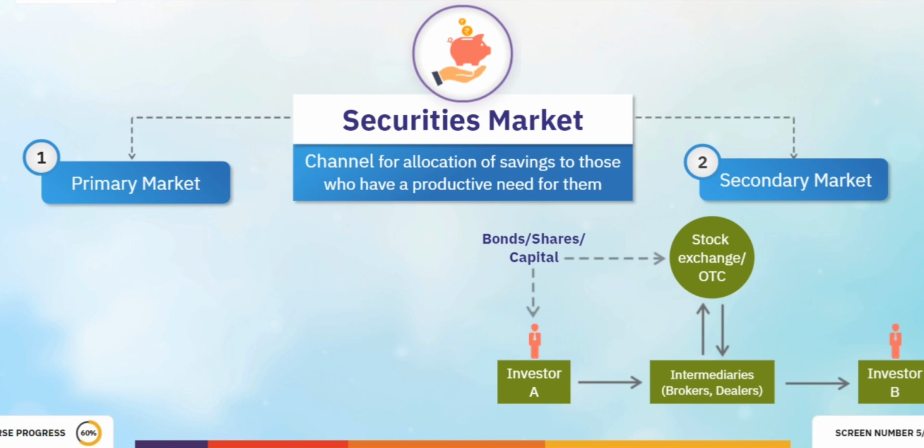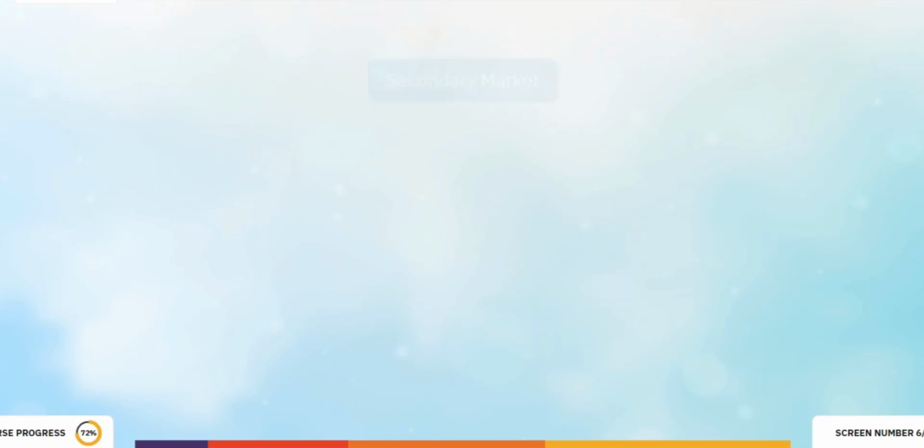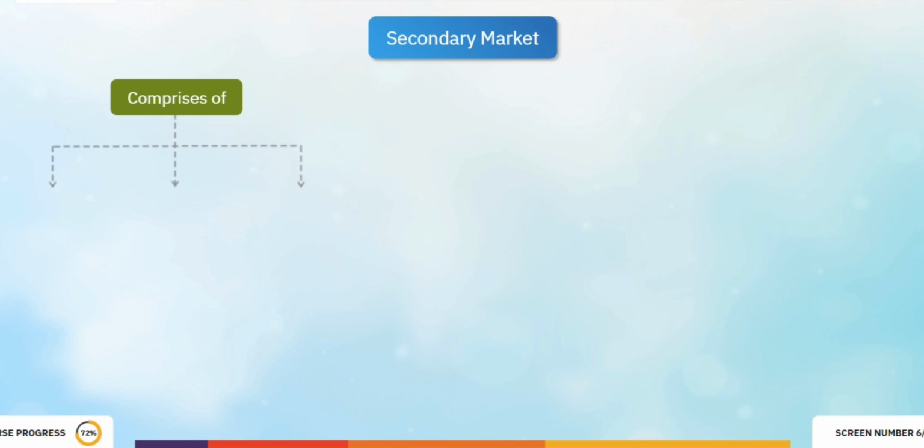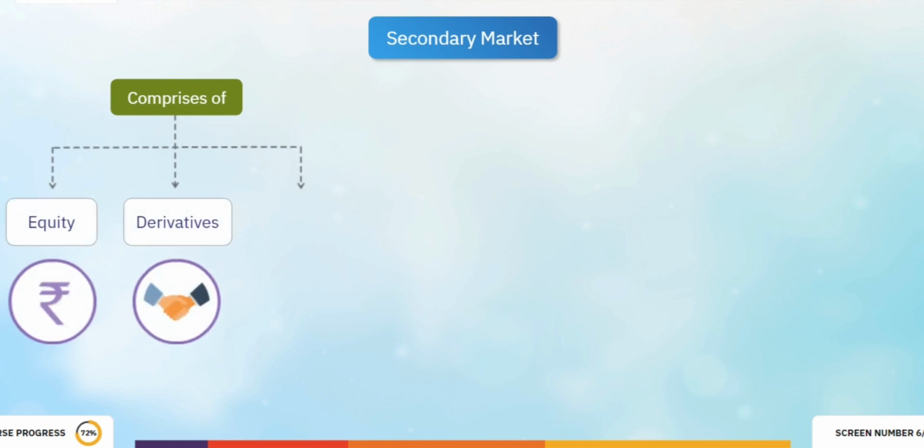After the trade is executed, funds and securities are exchanged by the investors through the stock exchange and the clearing and settlement houses. Secondary market comprises of equity, derivatives, and the debt markets.